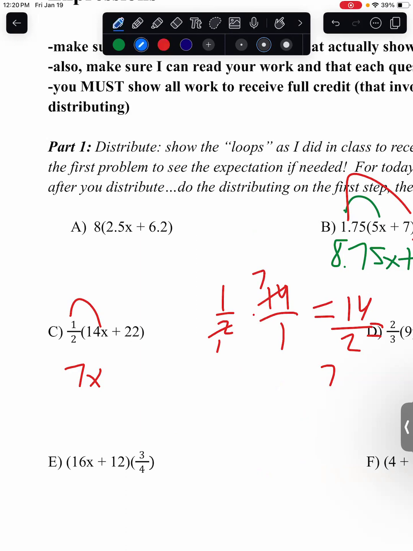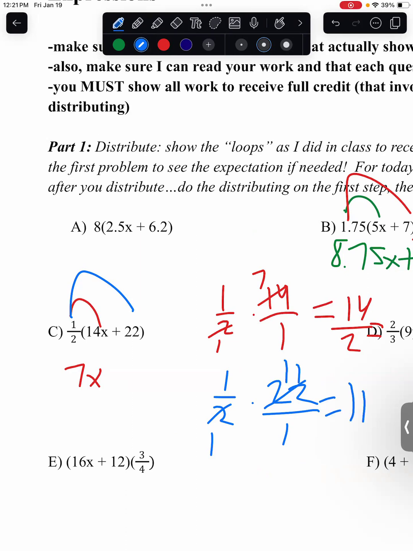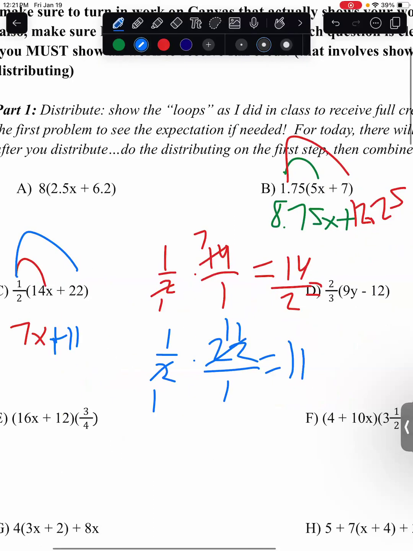Second part, we have 1/2 times 22. So 1/2 times 22 over 1. And I'm going to show it the other way this time. So you divide 2 divided by 2 is 1. 22 divided by 2 is 11. So that gives us 11 over 1, or just plain 11. So 7x plus 11. Okay, next one.